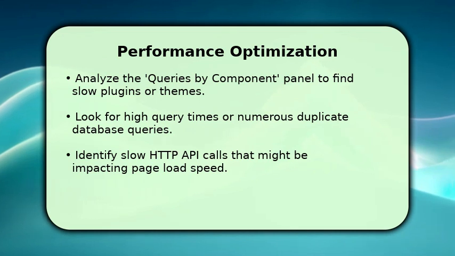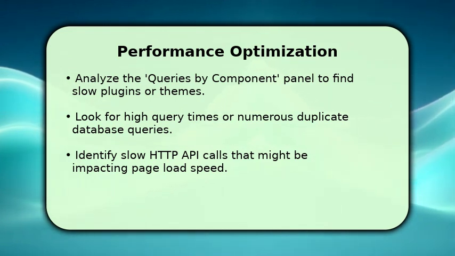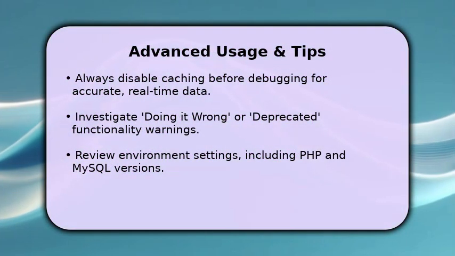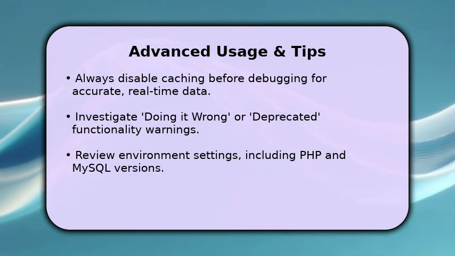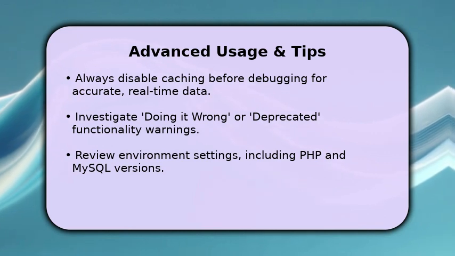If you see a message about an external object cache not in use, consider implementing a persistent object cache like Redis or Memcached for significant speed improvements. For advanced debugging, remember to disable all caching on your development site to ensure Query Monitor provides real-time, accurate data.